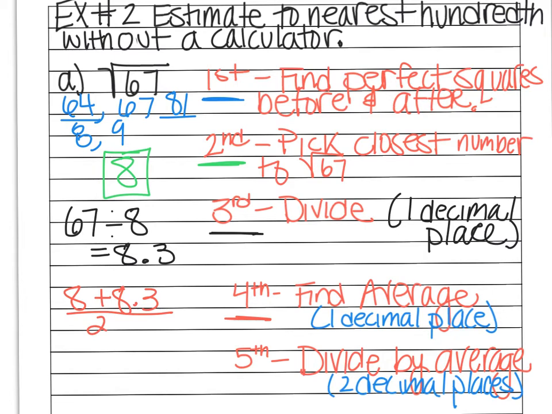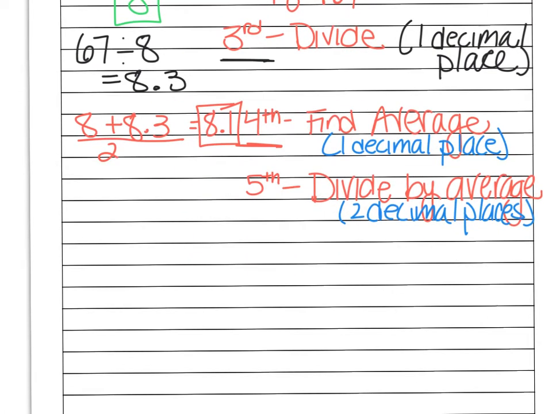8.3 plus 8 divided by 2, we end up getting 8.1, and you're just taking that to the first decimal place. Let's go ahead and look at the fifth part here. It says divide by the average.